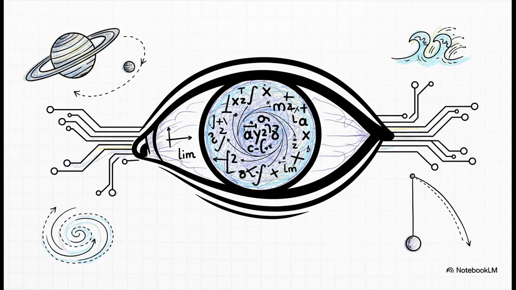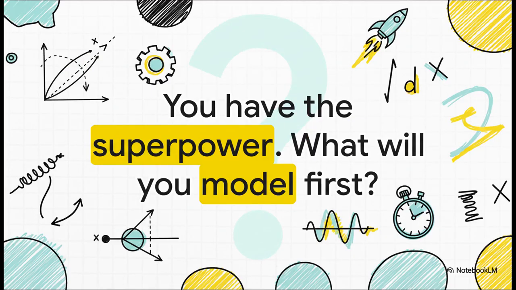You now have the tools not just to describe what you see, but to actually model it and even predict what's going to happen next. So the big takeaway here is that getting a handle on this synergy between calculus and physics, it's about way more than just passing a class. It's about fundamentally changing the way you see the world around you. It gives you the power to build your very own models of reality. So the only real question left is, now that you have this power, what are you going to model first?